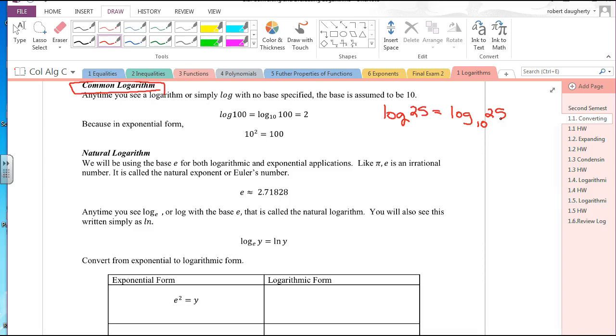Now there's another base called e. It's like pi. It's called Euler's number. So it's a number like 3.14159, but it's 2.71828. It is a number. We're not going to go into how it's derived, but you'll see this base commonly referred to.